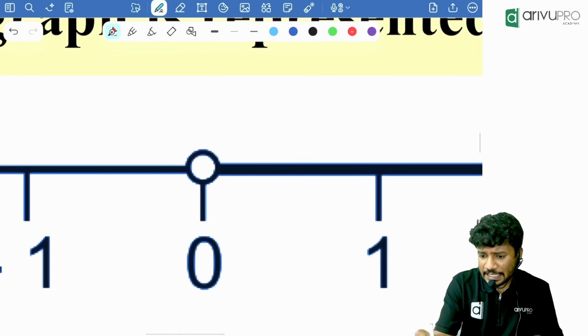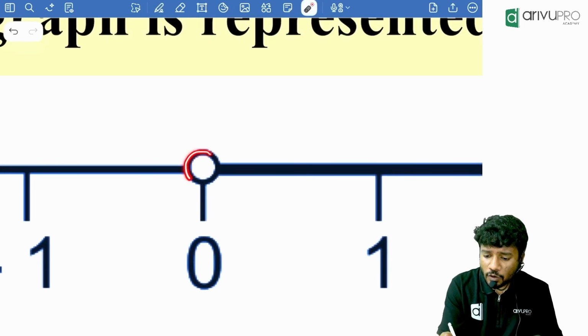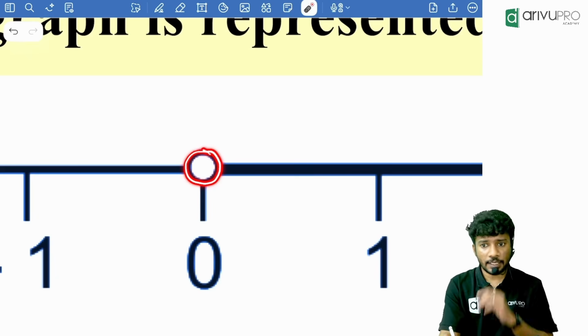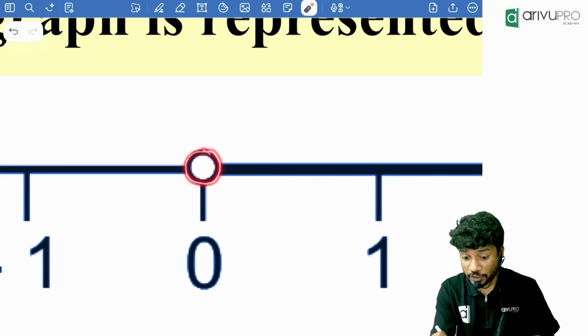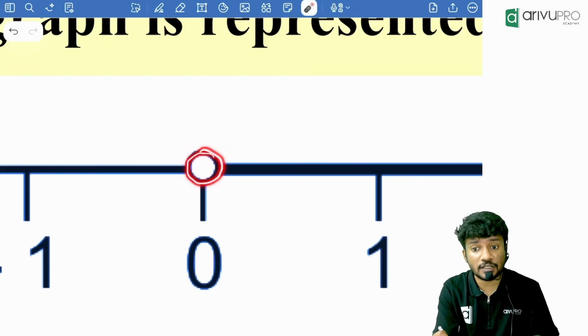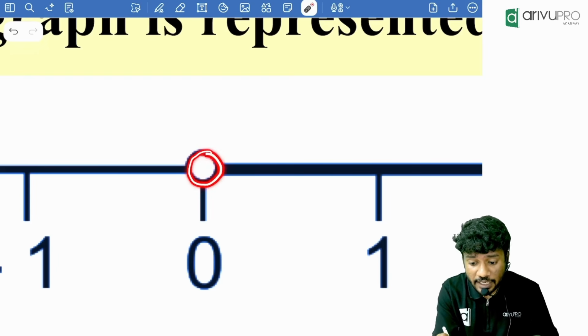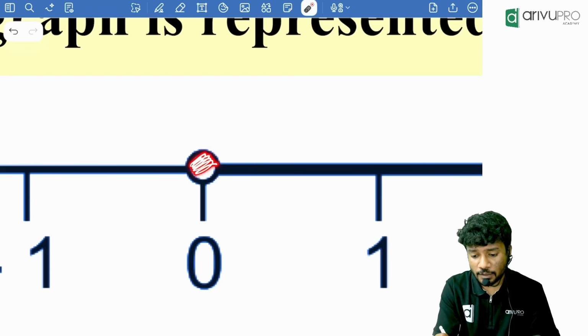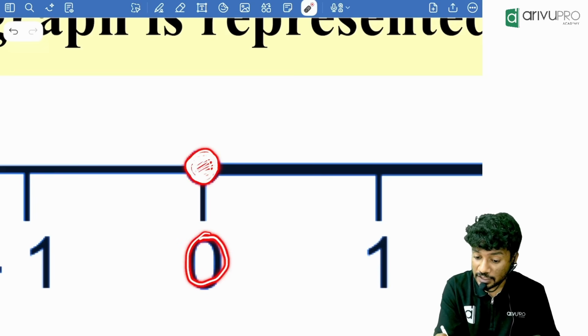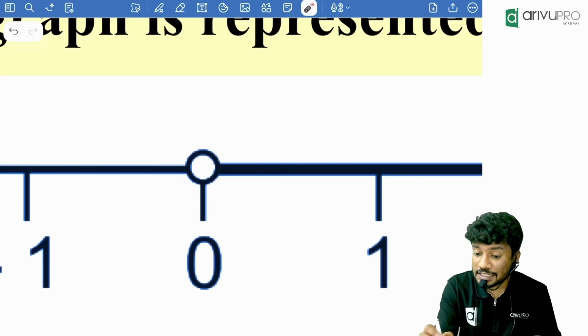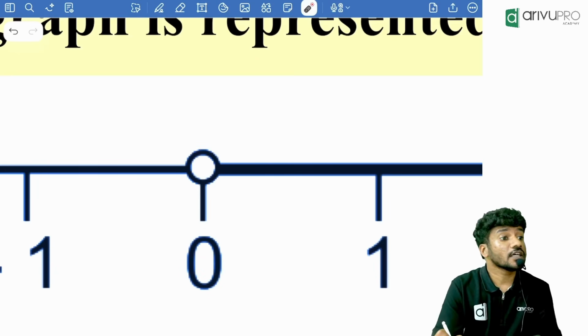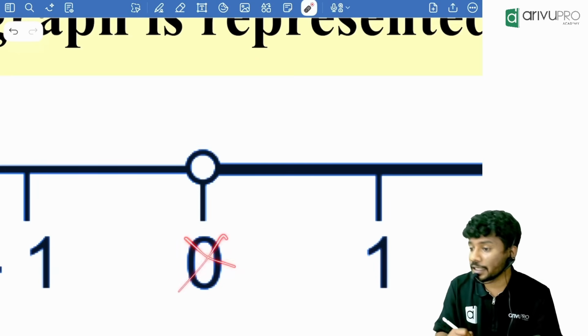whenever they give a point which is not darkened, for example, it is a vacant circle over here. If it was full, they say that 0 is also included. Since it is vacant, we will say that 0 is not included.